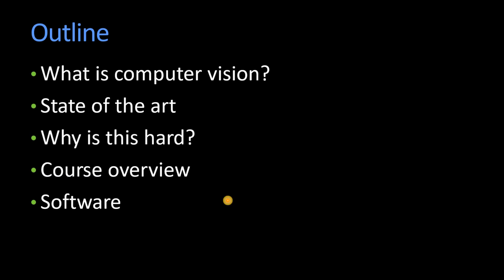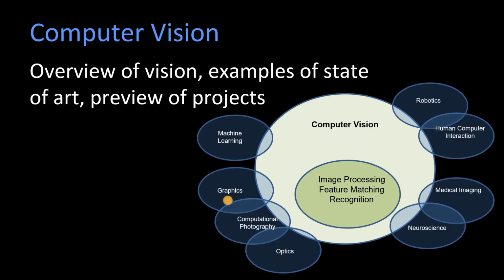We will be seeing what is currently happening in this area, and then we will discuss why computer vision is difficult, and we will see the course overview, and we will also discuss the software that we are going to use over here. Clear? So when we discuss computer vision, we will discuss the overview of the vision, how our eyesight works, and we will give some examples about the state of the art, what is currently happening in this field, and we will see a little bit of the projects.